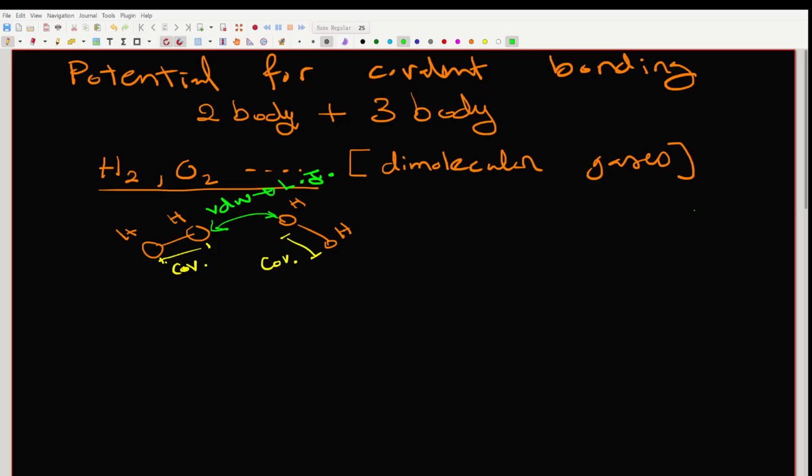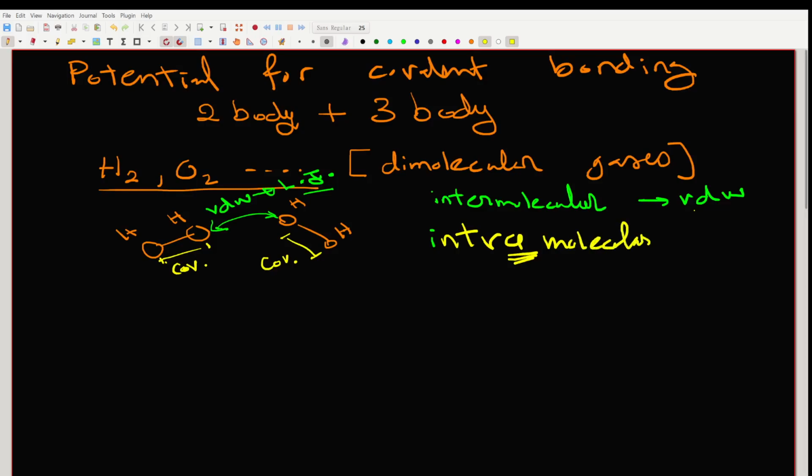So within the molecule, you have a covalent bond, but between two molecules, the intermolecular, as we call it in the chemistry way, there is a van der Waals interaction modeled by Lennard-Jones. So in summary, intermolecular, we do have van der Waals, while intramolecular, let's write this in yellow here, there is the covalent bond.